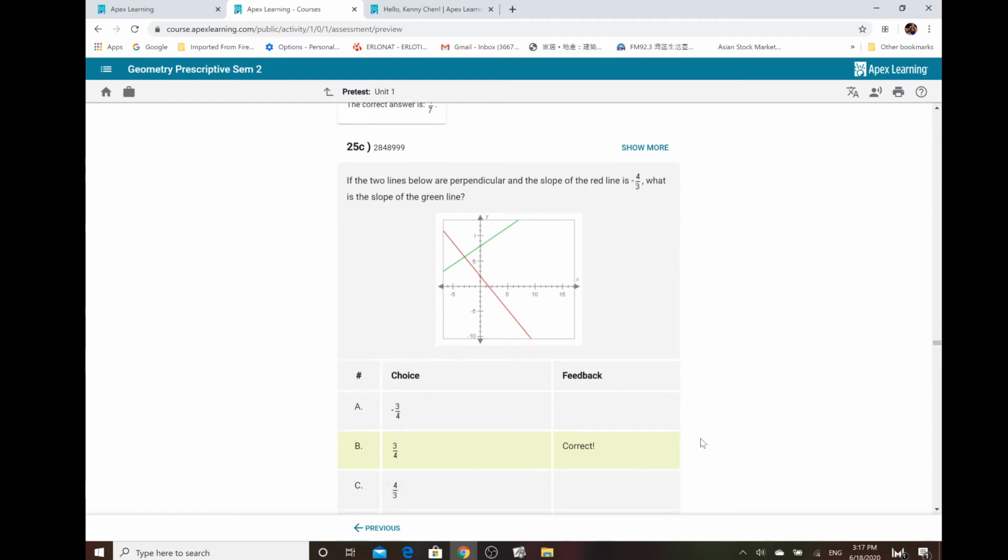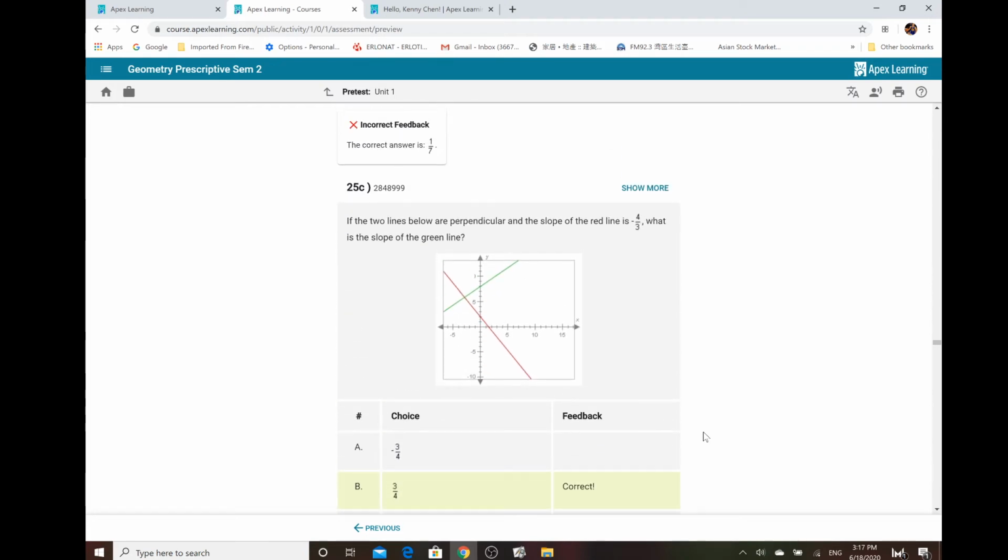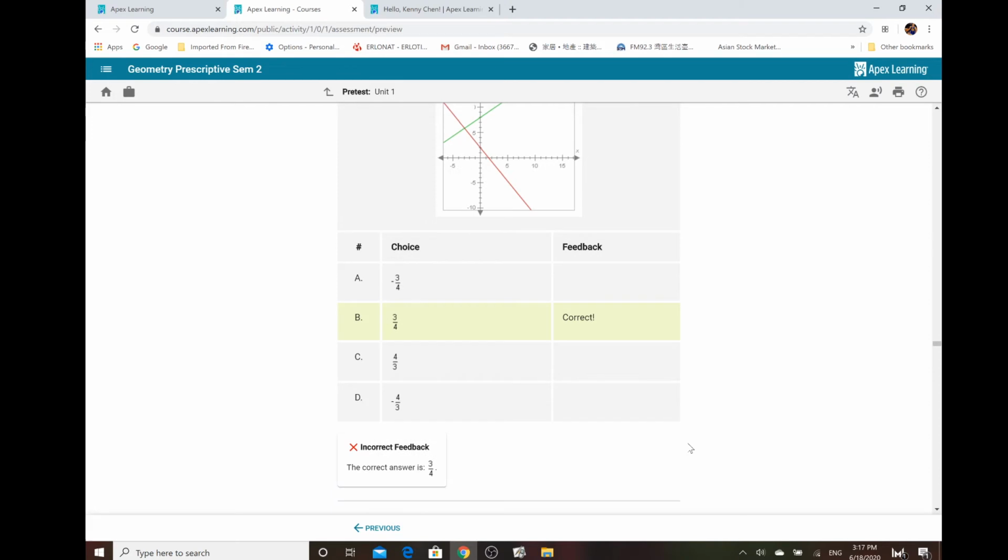Okay, so 25 is quite similar. So negative 4/3, negative reciprocal, then that'll be 3/4.